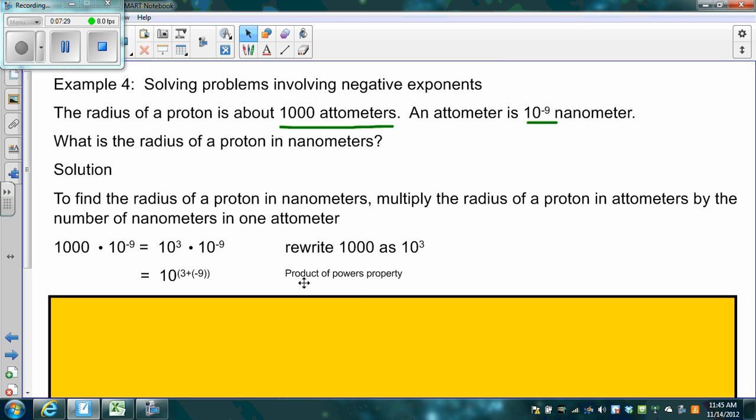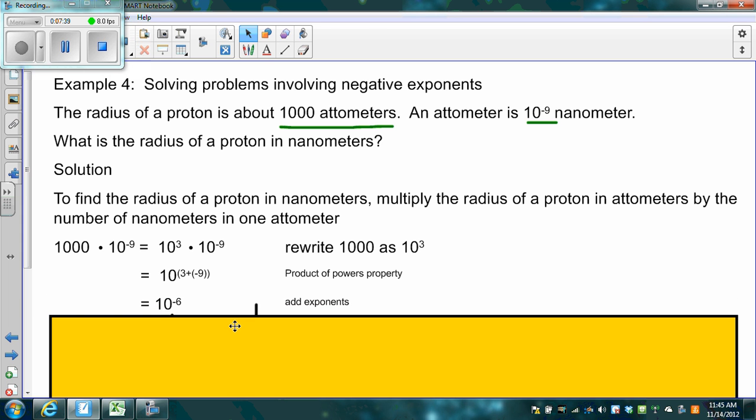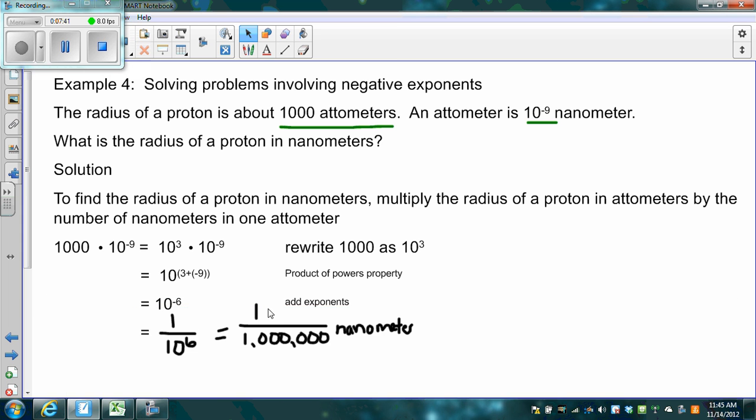So here we know we can use the product of powers property. We're going to simply add the two exponents, but it's 3 plus negative 9, which is a negative number, so we're going to end up with 10 to the negative 6, which we don't want to keep negative, so we're going to move it to the bottom, so it's the same as 1 over 10 to the 6. And then you could move the decimal place to make it a number, so it's 1 over 1 million nanometers. That's the size of a proton, so it's very, very small, 1 part of a million nanometers. So that's how you would use it in this situation.